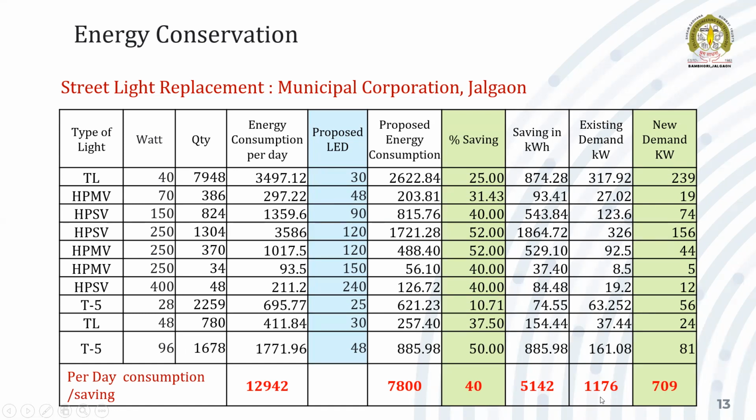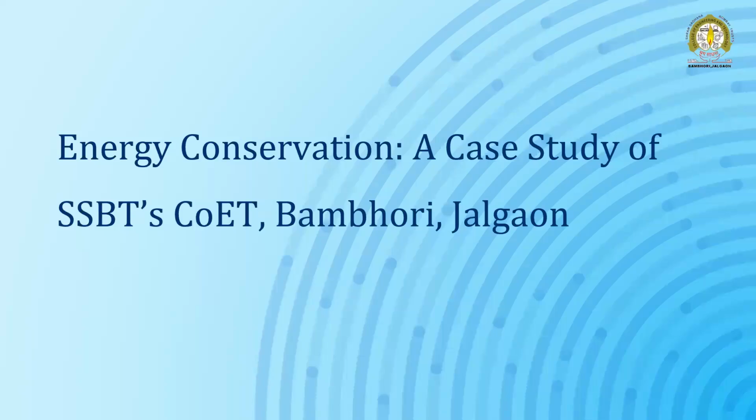Similarly, because of the total installed capacity, the maximum demand is high, and here the demand gets reduced. So again there is a reduction in the maximum demand, improvement in the power factor, and reduction in the losses because the current in the distribution section is reduced. So these are some ways of replacing old machineries by new machineries; that is technological advancement. Now, the case study. The case study is for our college, SSBT COT Bambhori, Jalgaon.